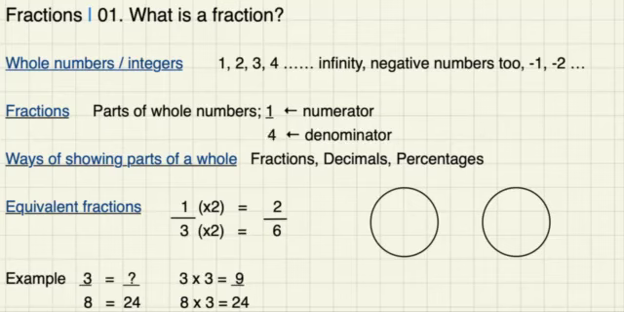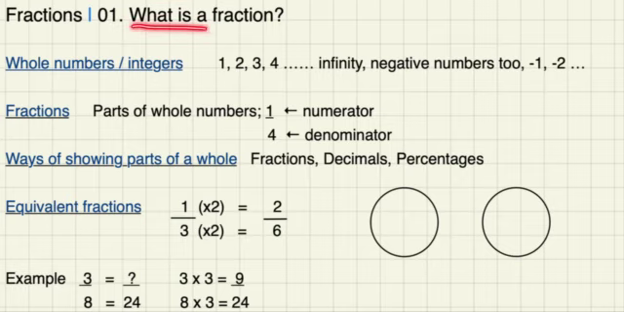We're going to start looking at fractions. And before we do, we need to remind ourselves of whole numbers and integers. If you remember, an integer or a whole number is 1, 2, 3, 4, etc., all the way to infinity. And they also include negative numbers as well, so -1, -2, etc., all the way up, all the way down. These are all whole numbers.